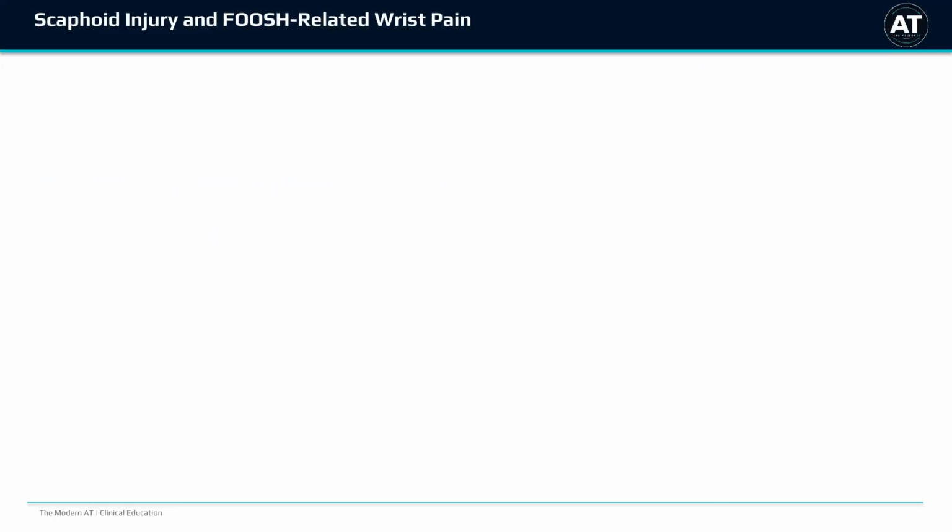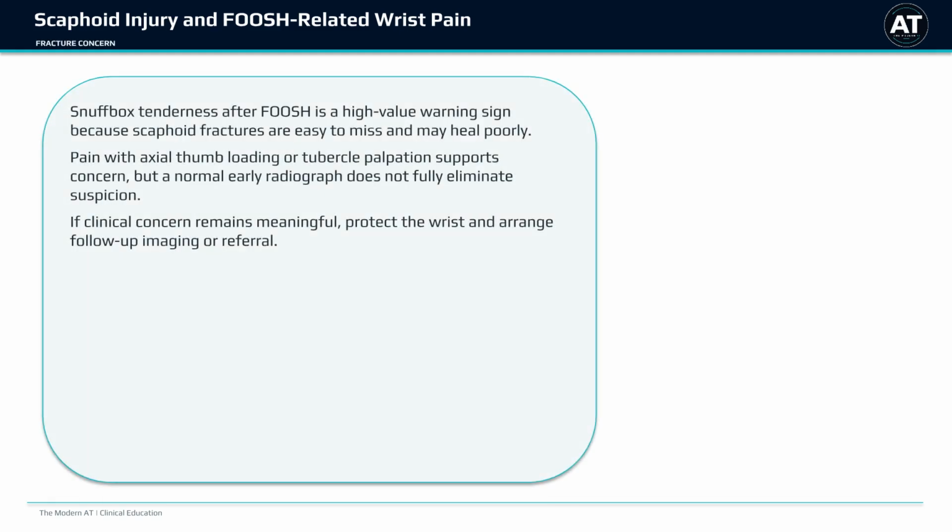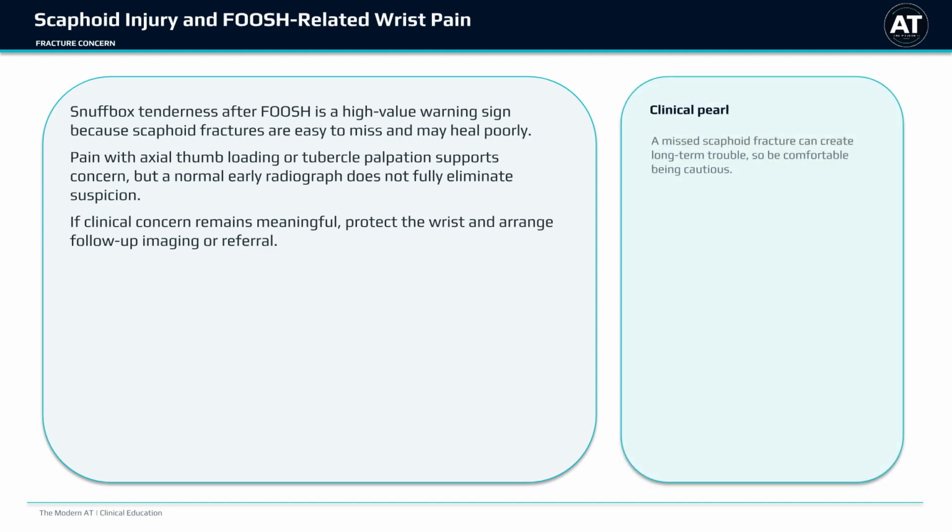Scaphoid injury is a key concern after a fall on an outstretched hand. The athlete may report radial wrist pain, snuffbox tenderness, scaphoid tubercle tenderness, weak grip, or pain with axial loading through the thumb. This matters because scaphoid fractures can be missed early, and limited blood supply can increase the risk of delayed union, non-union, avascular necrosis, chronic pain, and long-term wrist dysfunction.